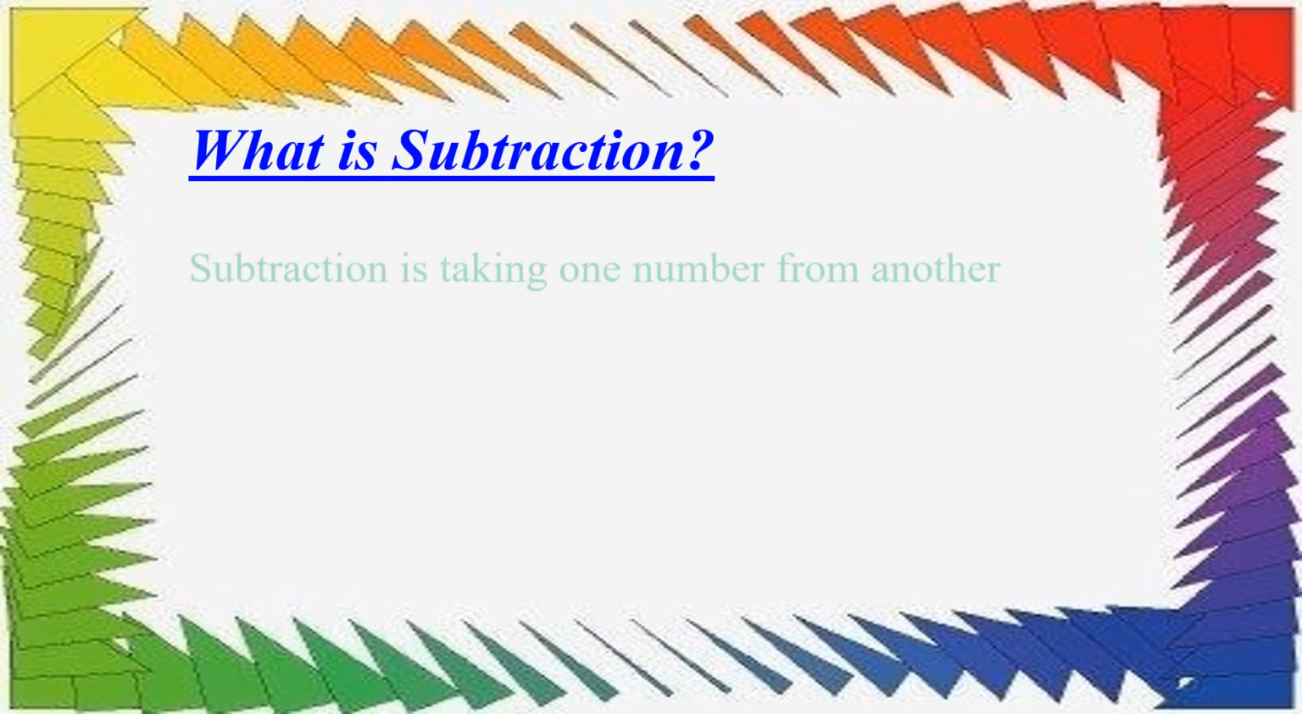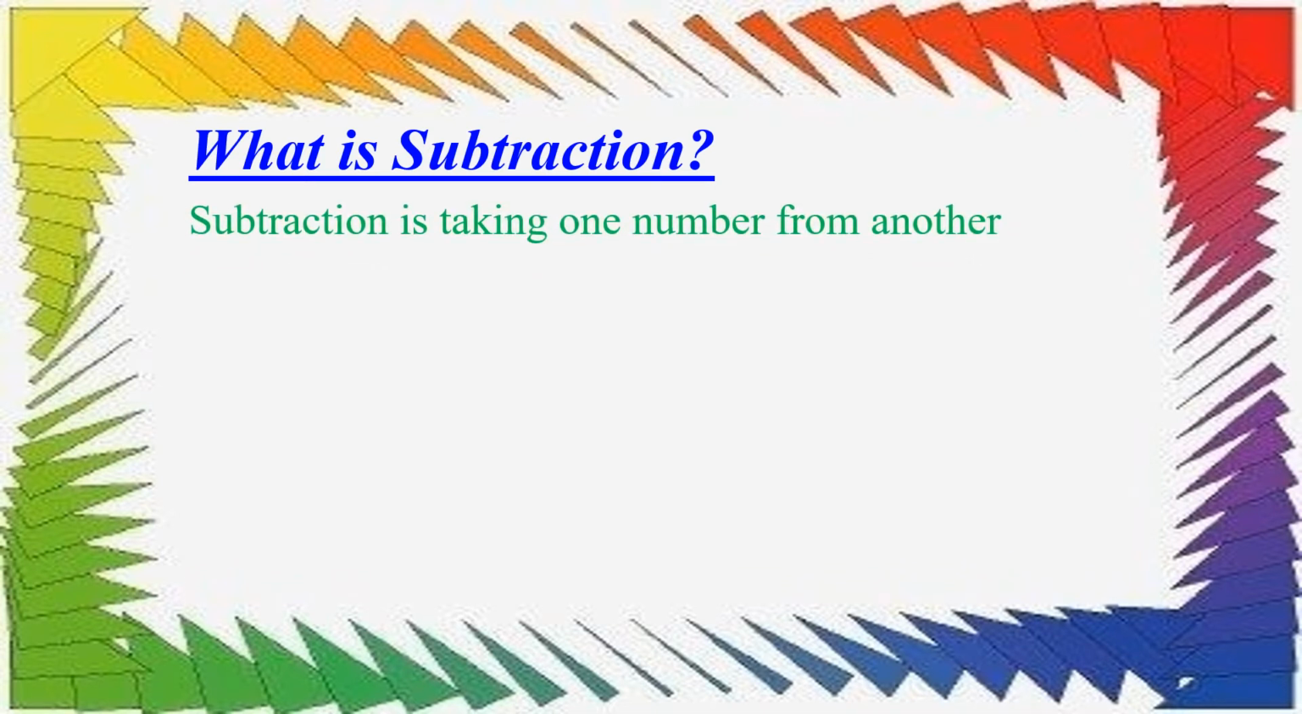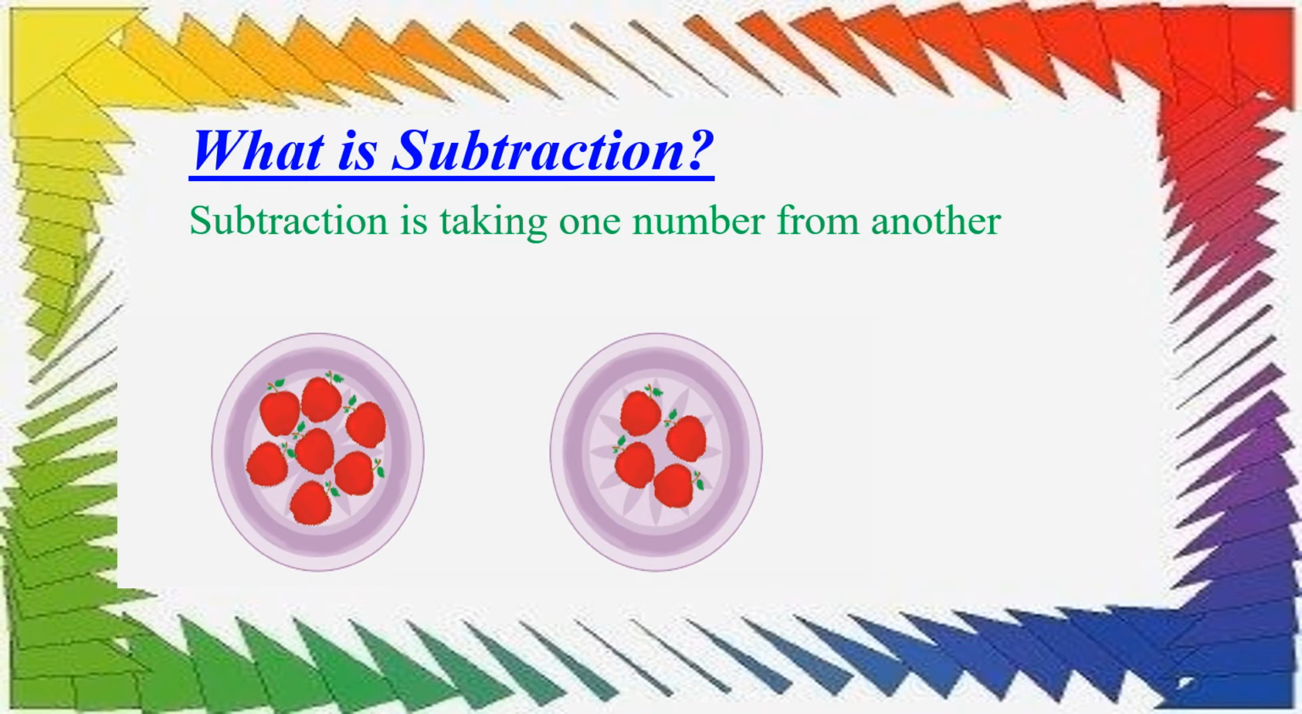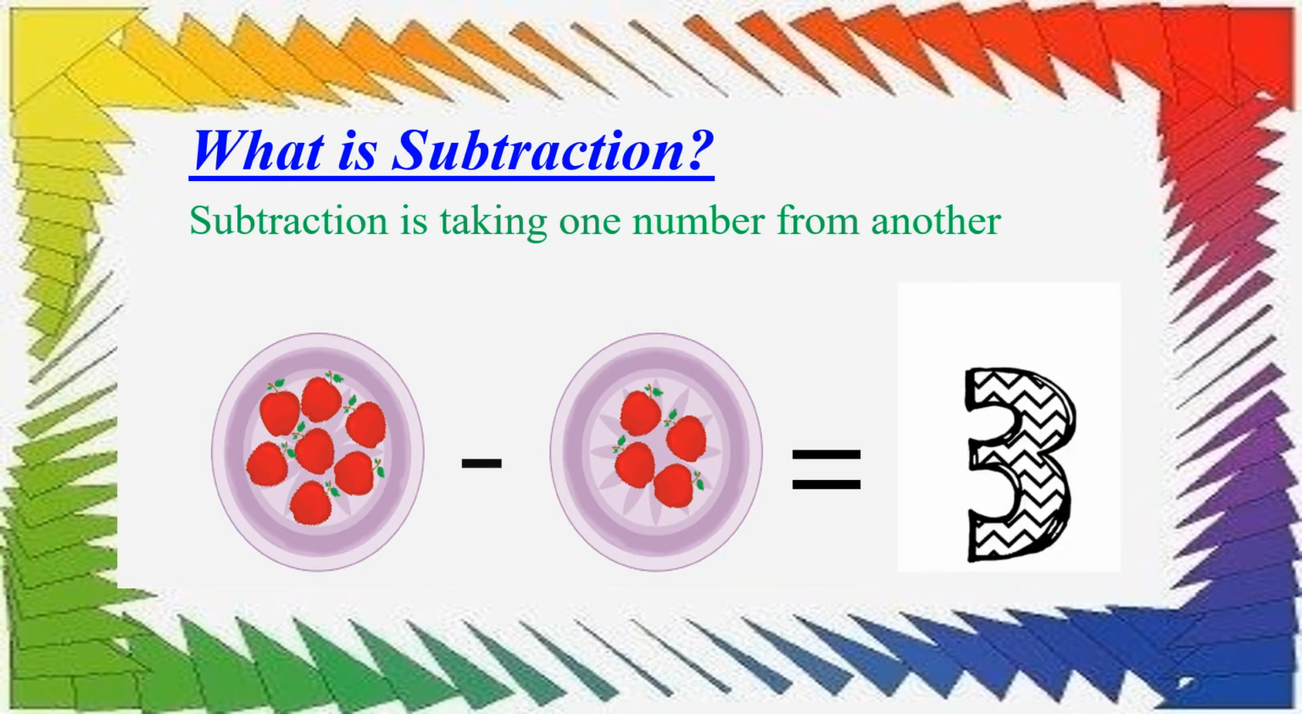What is subtraction? Subtraction is taking one number from another. I have 7 apples and I need to subtract 4 apples from 7 apples. Therefore, I will get 3 apples as a result. This is called subtraction.